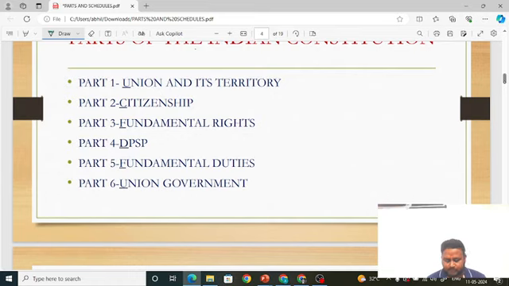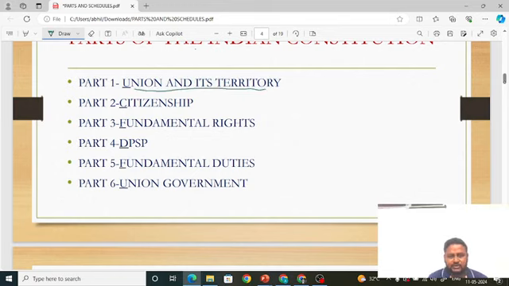So part 1, what does it say? Part 1 says there shall be a Union of India. That is, it talks about the Union and its territory. What Union? Union of India, not Union of America, not Union of France. Part 1 is talking about the Union of India and its territory.